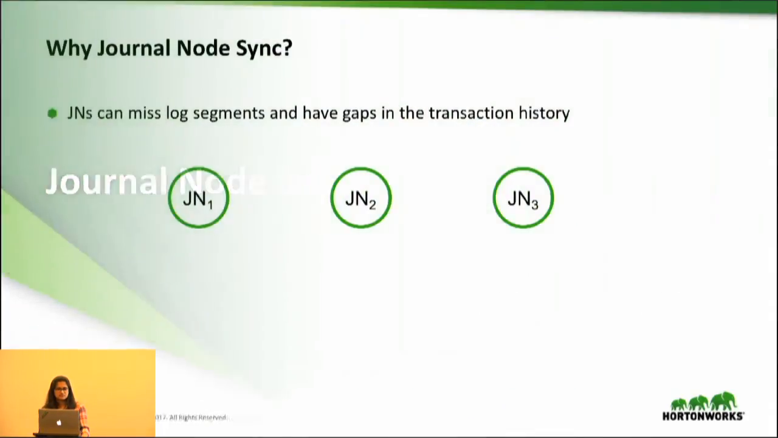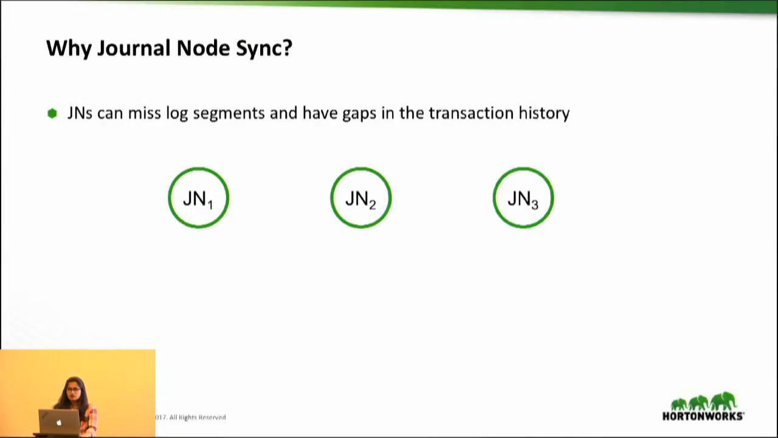Let's move to the next feature, journal node sync. If a journal node crashes and misses some log segments and then comes back up again, it will be re-added to the quorum on the next log roll. However, it might not have a complete history of the log segments.